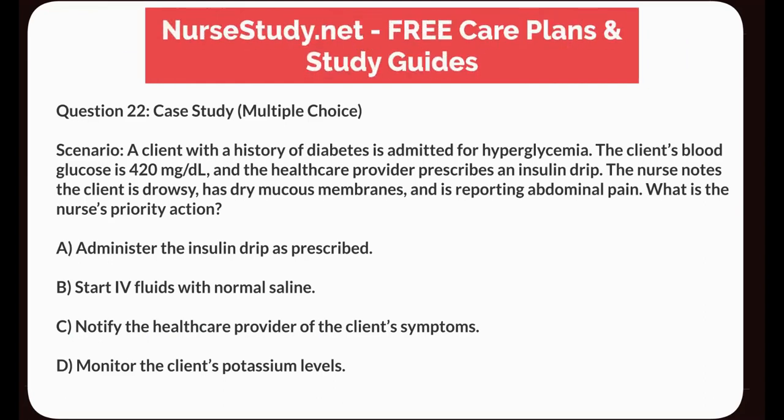Question 22, Case Study, Multiple Choice. Scenario: a client with a history of diabetes is admitted for hyperglycemia. The client's blood glucose is 420 mg per deciliter, and the healthcare provider prescribes an insulin drip. The nurse notes the client is drowsy, has dry mucous membranes, and is reporting abdominal pain. What is the nurse's priority action?